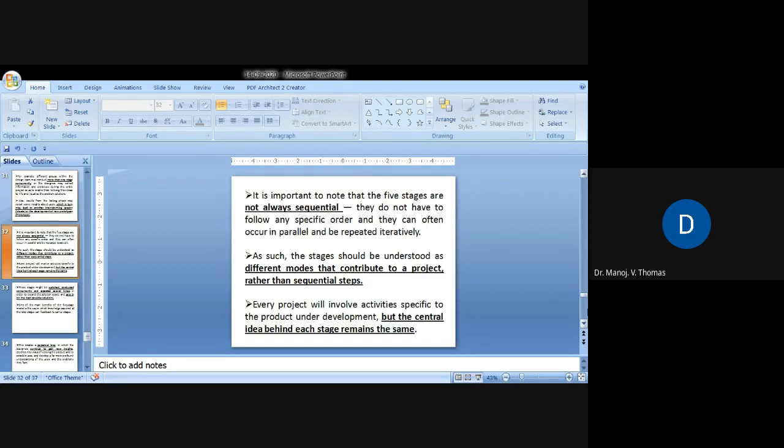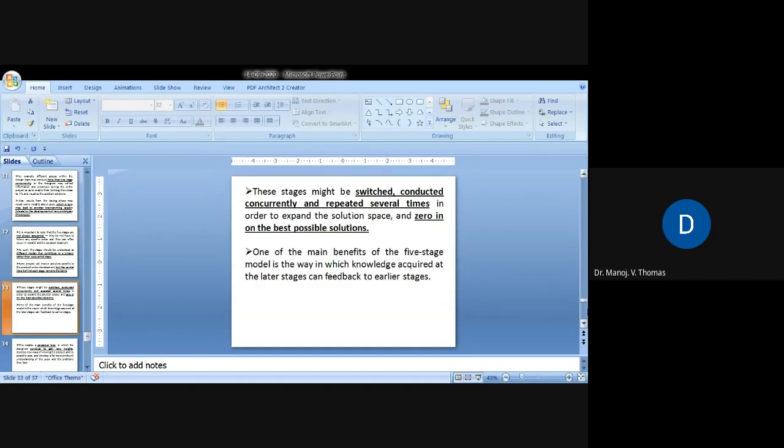So the empathize stage remains the same, the ideate stage remains the same, the define stage remains the same, because the purpose of the define stage is to form a well-defined user-centric problem statement. So in the design of a new car, also in the design of software, the purpose remains the same. There we define a well-defined problem statement. The product is different, but the central idea behind each stage remains the same. So that is the meaning of design thinking.